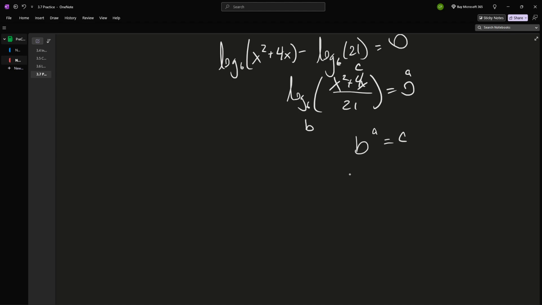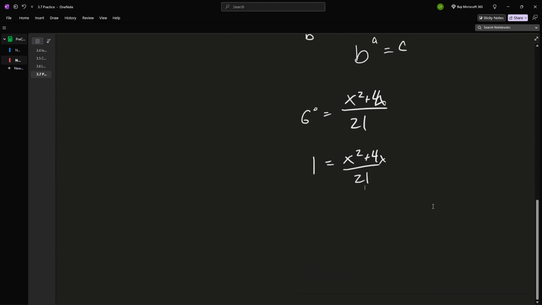Be careful about that. Once again, you will have a formula sheet for this test. So I do this. 6 to the 0 equals x squared plus 4x over 21. This becomes 1 equals x squared plus 4x over 21. You multiply both, and once again, it's algebra. So 21 equals x squared plus 4x. Subtract 21 on both sides, and you end up exactly what you had before, x squared plus 4x minus 21.